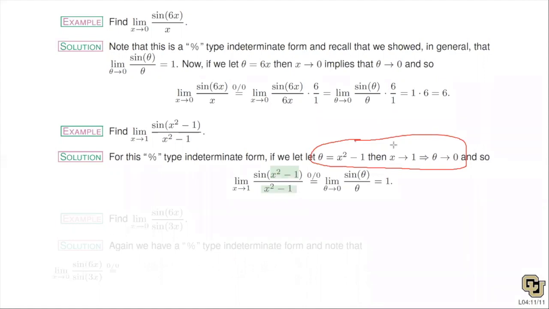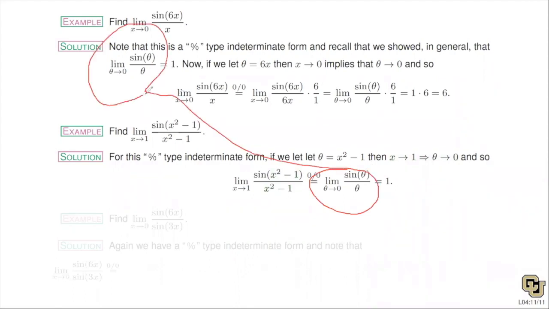And I also notice that when x goes to 1, theta goes to 0. So I end up being able to rewrite this limit so that it looks exactly like our identity that we have. Again, you can skip that step. And then this limit goes to 1.